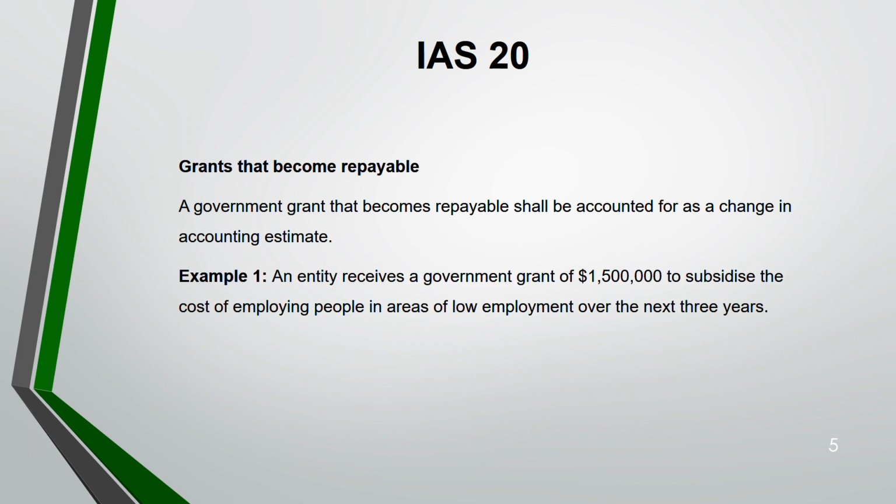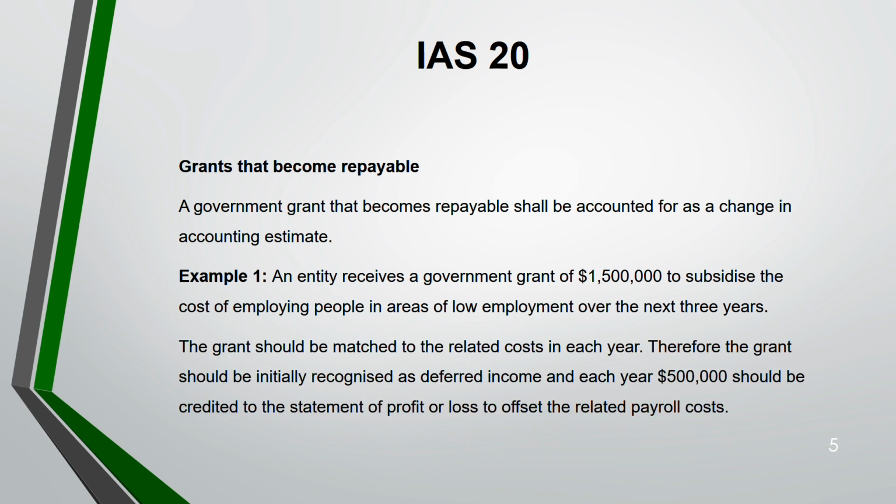Okay. Example 1. An entity is receiving a government grant of 1.5 billion to subsidize the cost of employing people in areas of low employment over the next 3 years. Now, the grant should be matched to the cost in each year. Therefore, the grant initially you have to recognize as a deferred income, and each year 1.5 divided by 3, each year 500,000 has to be credited to your statement of profit and loss. It's an income and it will be offset against the related payroll cost. So this grant that you are crediting to the statement of profit and loss will be offset against the related payroll cost. That is the effect of the grant.